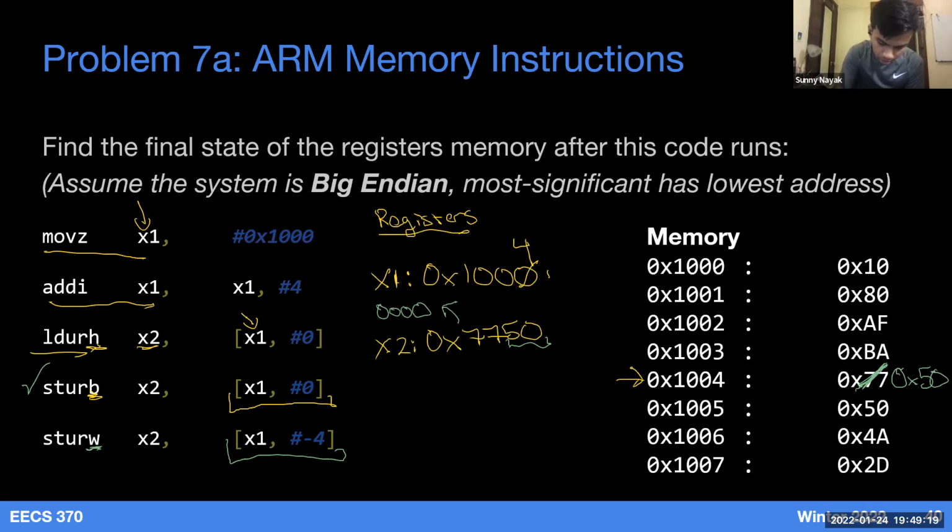Recall that's going to be 1004 minus 4. So we're going to go back 4, and it's going to point to the start of the memory address at 1000. Starting here, we are going to overwrite all of the memory. And this again is where big endianness comes into play, where we take the most significant byte. The most significant byte is going to be right here.